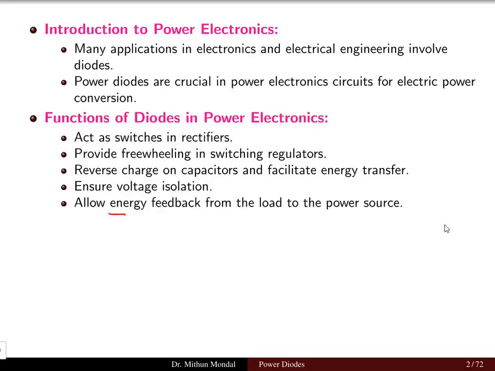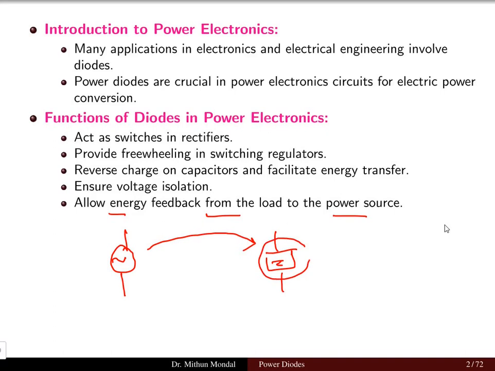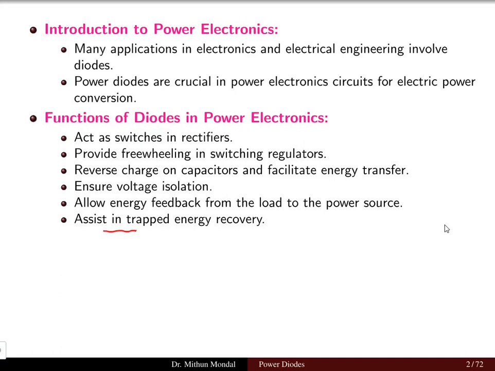It also allows energy feedback from the load to the power source. When you have a power source delivering energy and a load consuming energy, usually the energy flows from the source to the load. Now if you have certain energy present in the load, in capacitive form, that energy can be fed back to the source, and this is made possible with the use of diodes. It also assists in trapped energy recovery. Whatever energy is trapped in the negative zone when the current becomes negative, the diode assists in recovering it. This we will discuss in more detail.